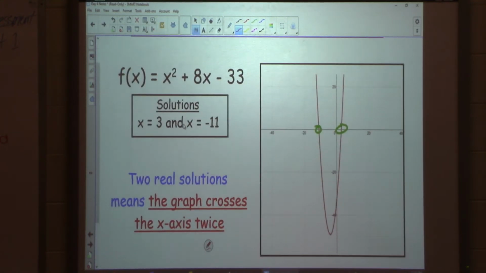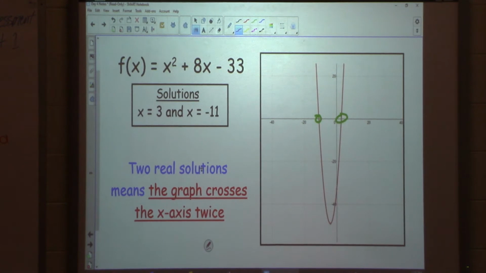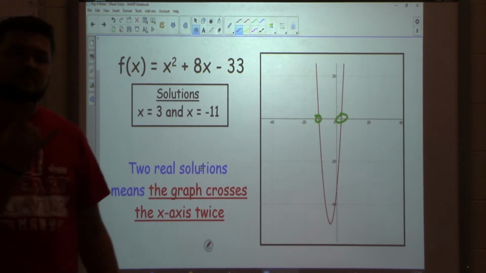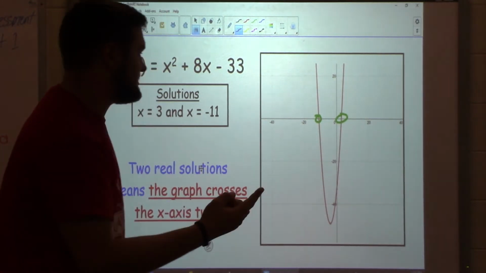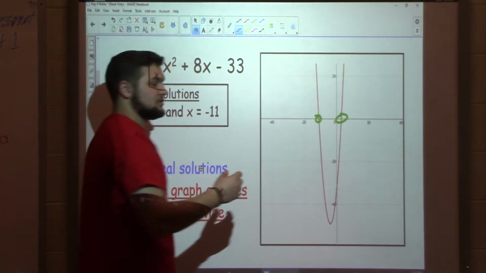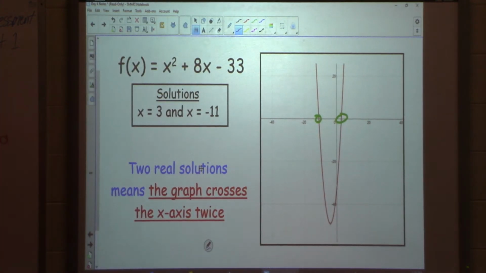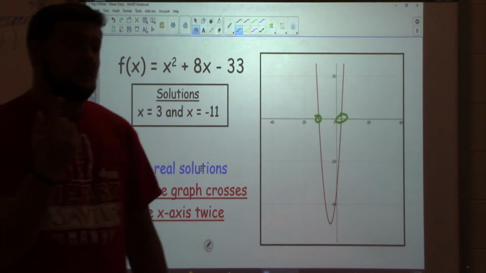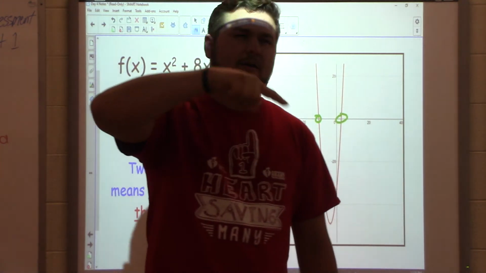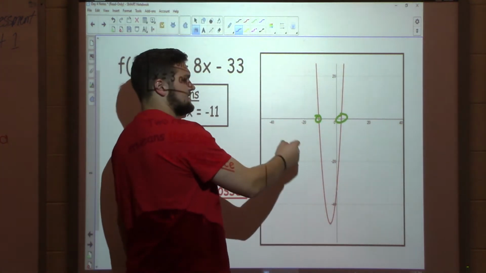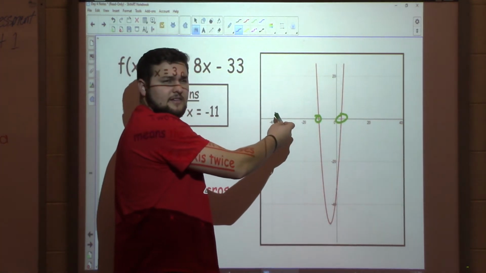What does it mean to have 2 real solutions? 2 real solutions means it's going to cross the x-axis twice. Right? We see that. Every time it crosses, I have 2 solutions. Well, if we're going to have 1 real solution, what do you think would happen? No, one real solution. How many times would it cross the x-axis? 1.